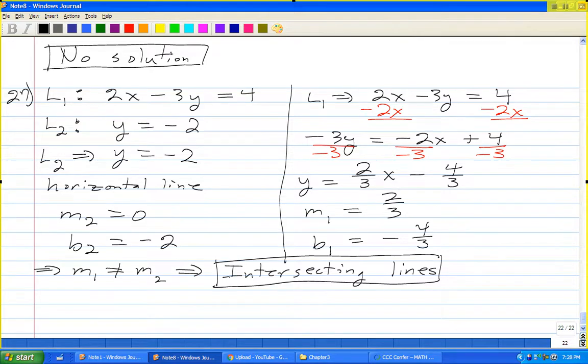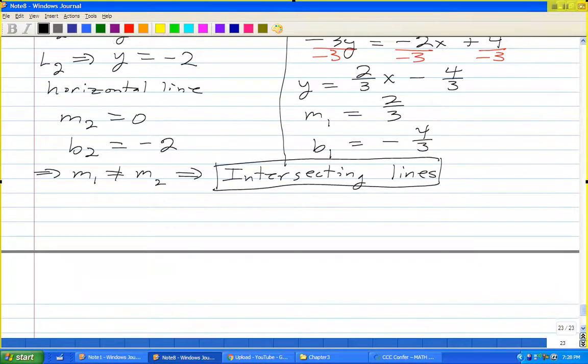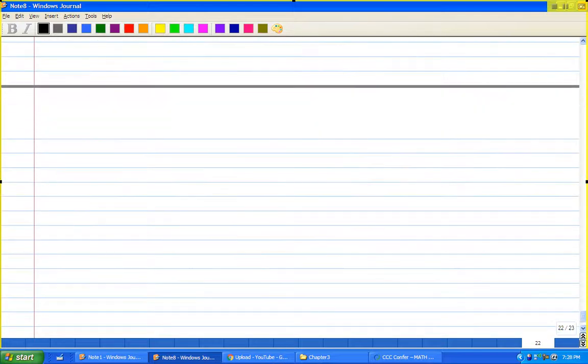Okay. This is going to be hard. Now I can't see the original equation. Okay, so let's draw the graph of this. See if I can make it straight.